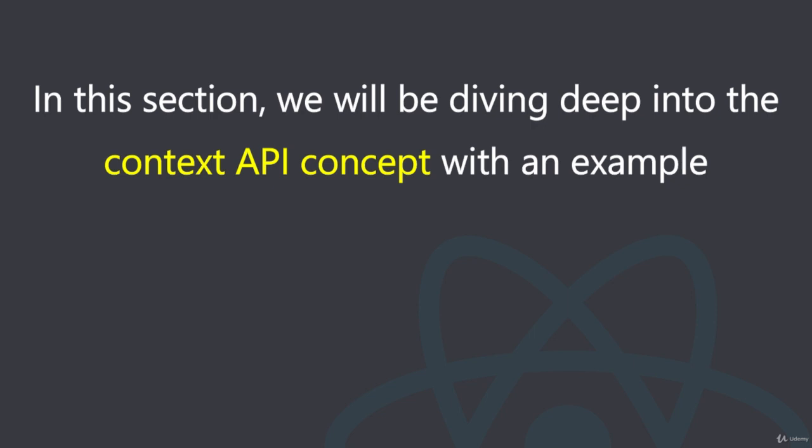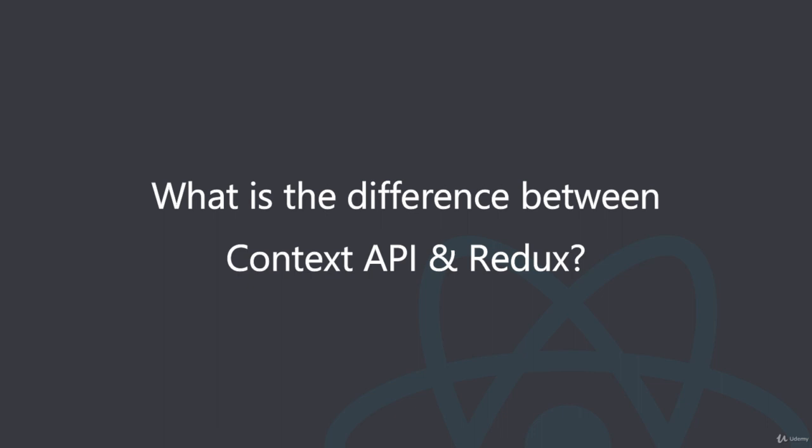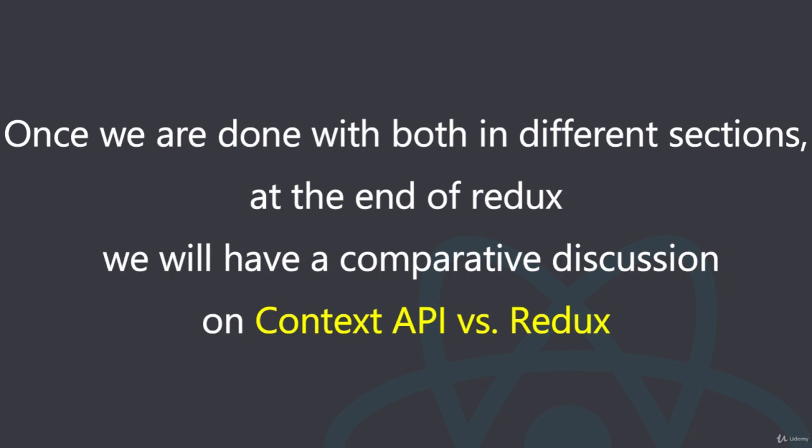In this entire Context API section, we will be diving deep into the whole concept of how the Context API works with an example, whereas for Redux we will be learning it in forthcoming sections. I will not compare Context API and Redux at the moment, as first we need to understand very clearly how both Context API and Redux work. Once we are done with both in different sections, at the end of Redux we will have a comparative discussion on Context API versus Redux.